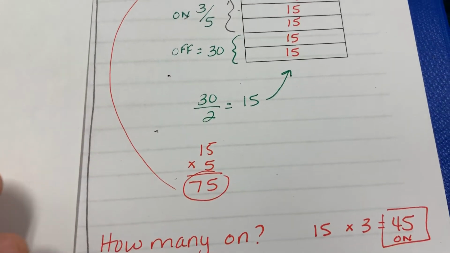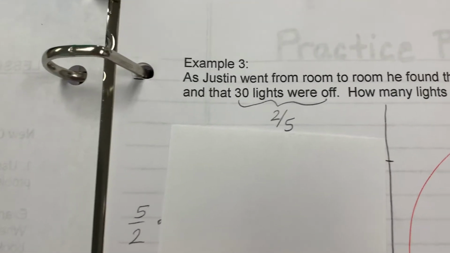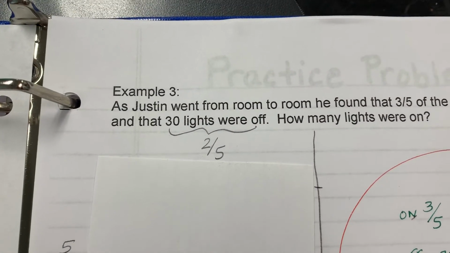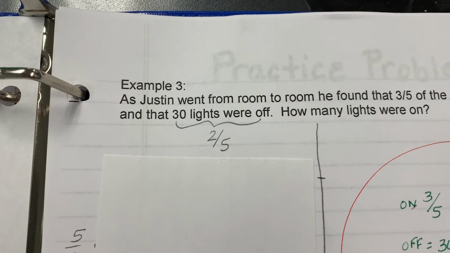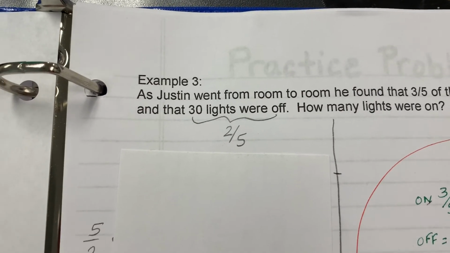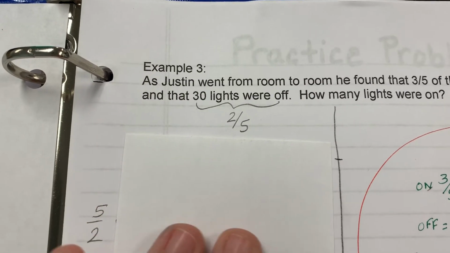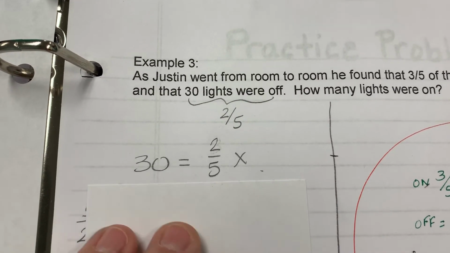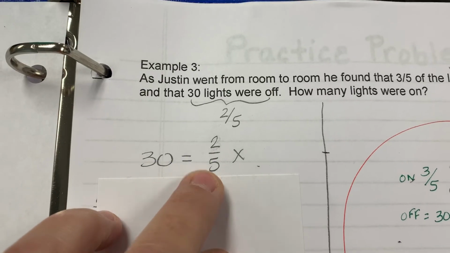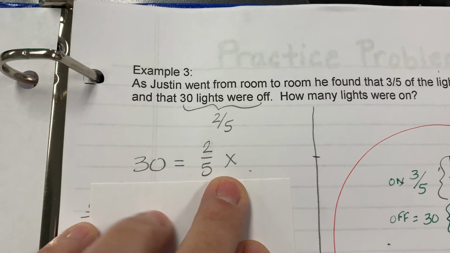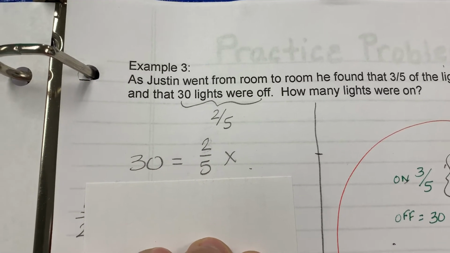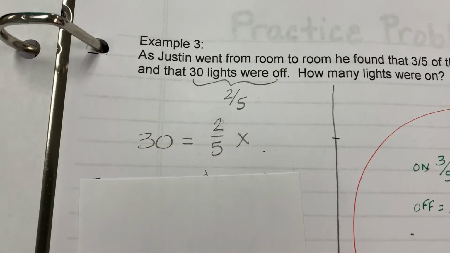This is where we go back over to the equation. So it told me that 3/5 were on and 30 were off. And I know 3/5 plus 2/5 gives me 5/5. So I knew that 2/5 of them were off. So I can come over here and I can say 30 is 2/5 of what big number? So 2/5 of a number is 30.